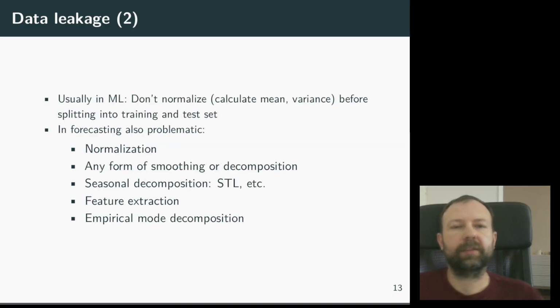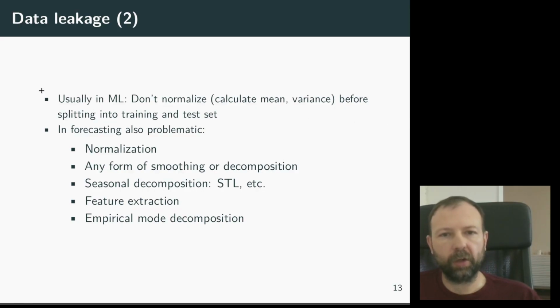The other thing is, there could be this obvious data leakage, but there are also more indirect forms of data leakage, right? Usually in machine learning, people would tell you, don't normalize before you split into training and test sets. So don't calculate a mean over all of your data, and then afterwards split into training and test set, because obviously that uses some information from the test set for the normalization in your training data. In forecasting, obviously, same thing, normalization: don't do it before you split into training and test. But there are also many other ways you can get data leakage.